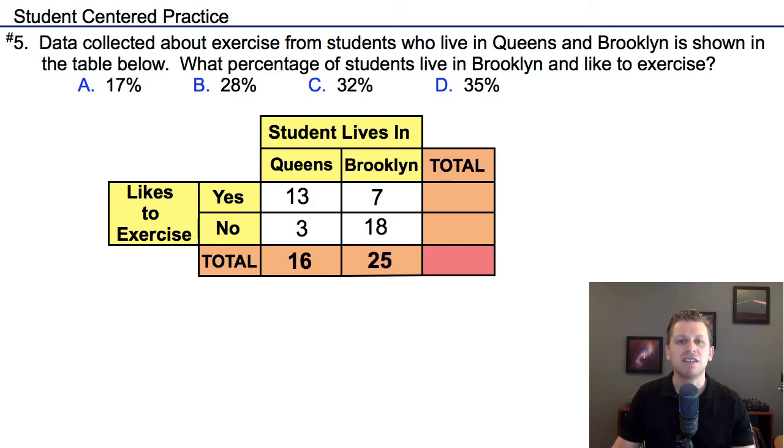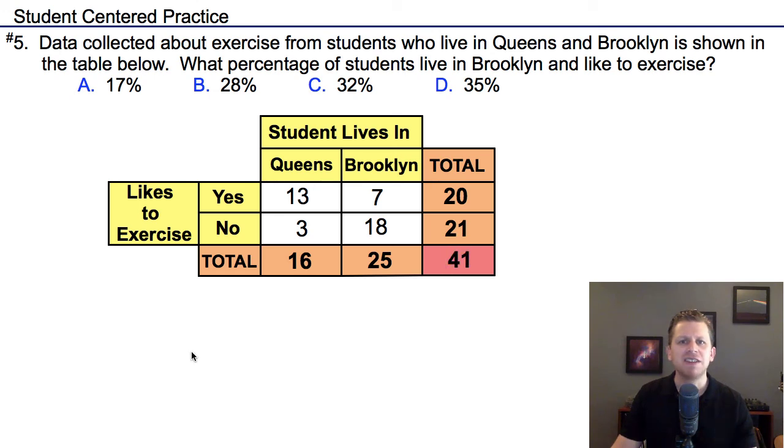Let's find the sum of 13 and 7 to find the total number of students that like to exercise. 13 plus 7 is 20. Let's find the number of students that don't like to exercise. 3 plus 18 is 21. And we can find the total by either adding these 2 marginal frequencies, or summing these 4 joint frequencies. When we do that, we should get 41.